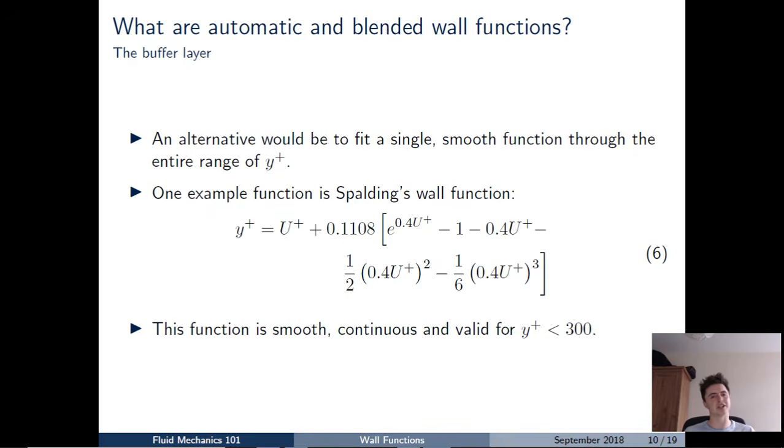So what's an alternative approach we could take? Well, an alternative would be to fit a single smooth continuous function through that entire range of data. One example of a function we could use is the Spalding wall function, which is given in equation 6. This function is smooth, continuous and valid for the entire range of y plus. So what does the Spalding wall function look like?